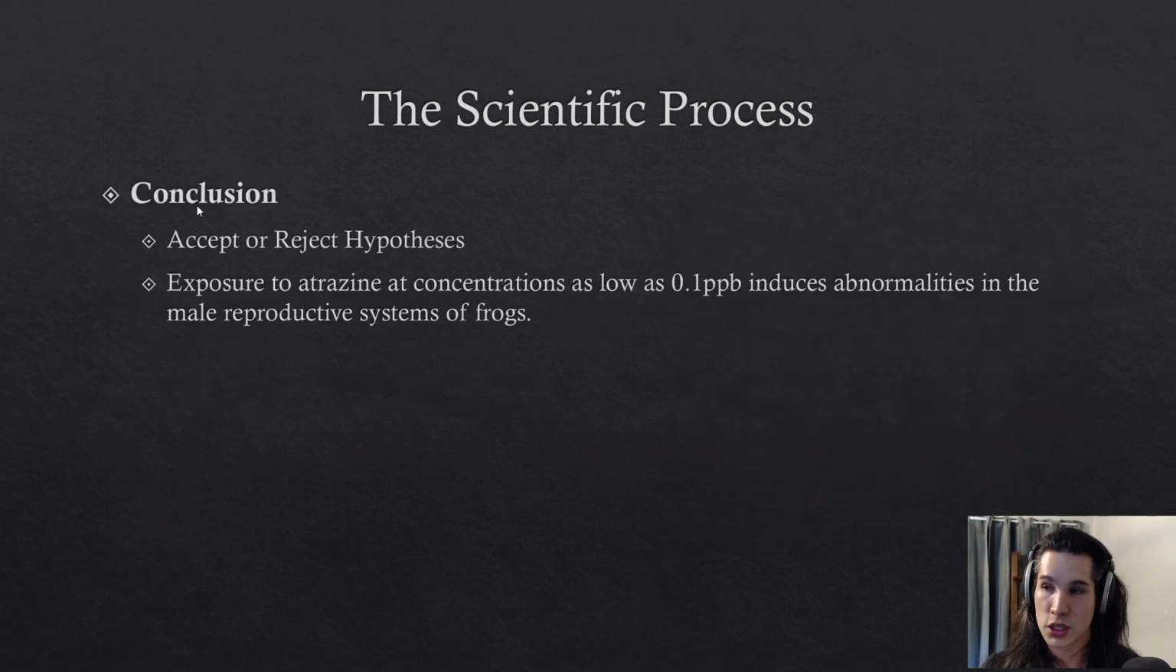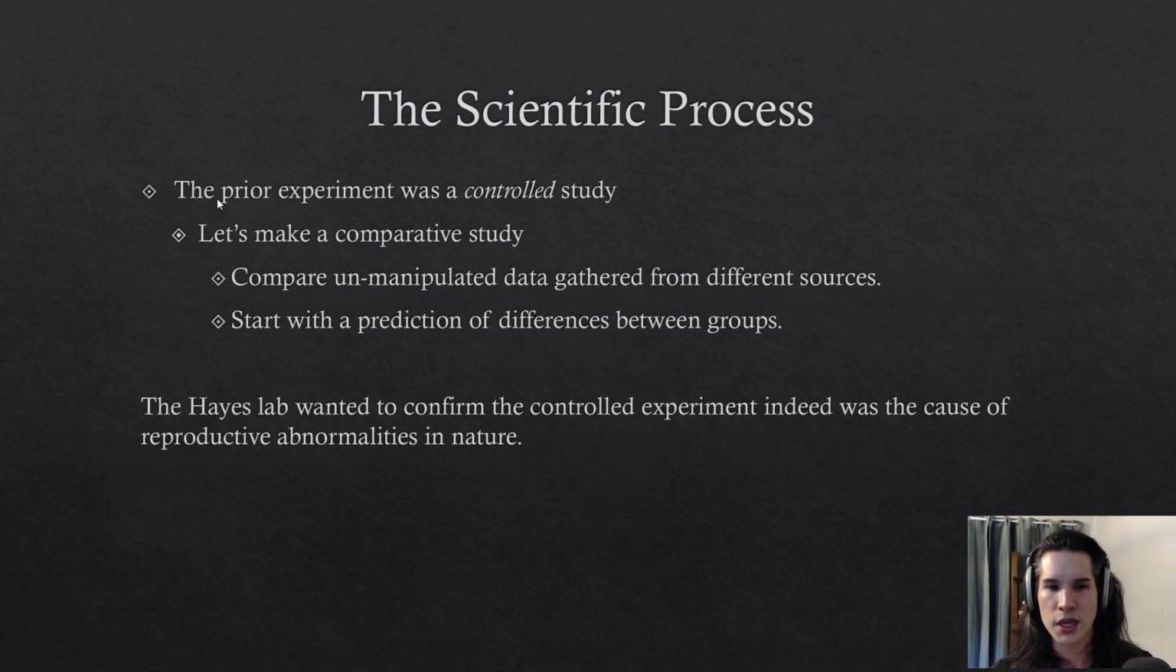So in this controlled experiment, you have the option, once you've analyzed your results, to accept or reject your hypothesis. In this case, he was able to accept his hypothesis, and he concluded that exposure to atrazine at concentrations as low as 0.1 parts per billion induces abnormalities in the male reproductive system of frogs. So that experiment was a controlled study. So now let's do a comparative study.